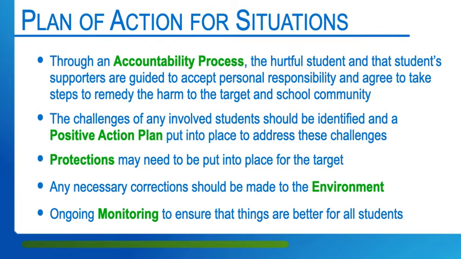The plan of action for these situations is that through an accountability process, the hurtful student and that student's supporters are guided to accept personal responsibility and agree to take steps to remedy the harm to the target and the school community. The challenges of any involved students should be identified and a positive action plan put into place to address those challenges. There may need to be protections put in place to support the target, and any necessary corrections need to be made to the environment. There is also the importance of ongoing monitoring to ensure that things are better for all students.